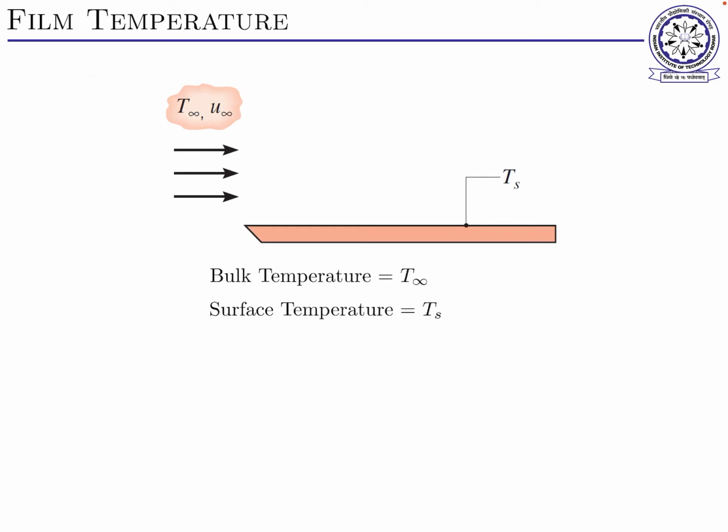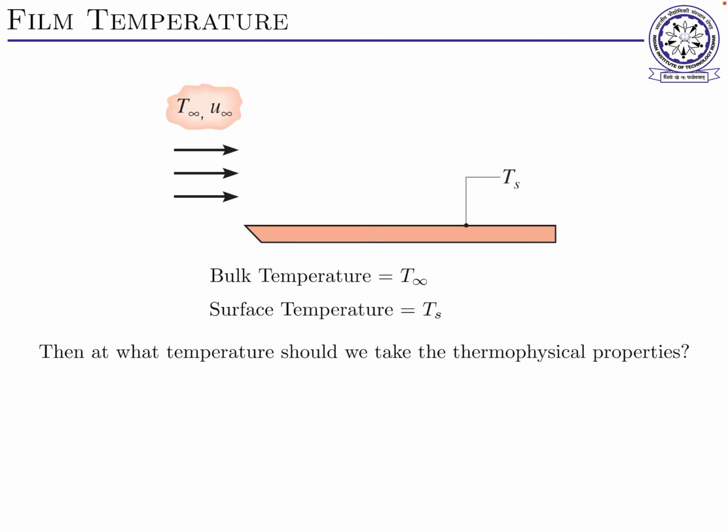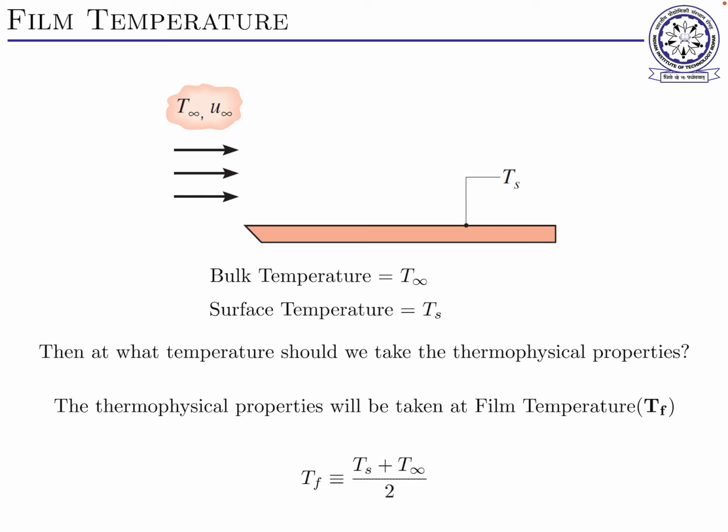So what happens is, it is sort of a tradition for some reason, and that is logical also, that we take these properties at the average temperature, and this average temperature has a name. It is known as film temperature, at which we take these values. So whenever we are doing these kind of things, we take some sort of an average of the surface temperature and the value for the bulk fluid, and we take the properties at that temperature.